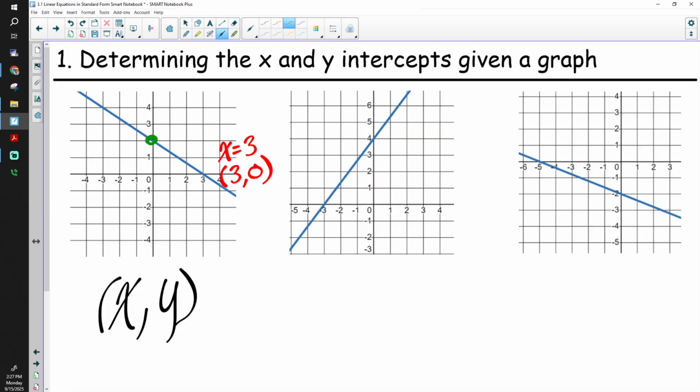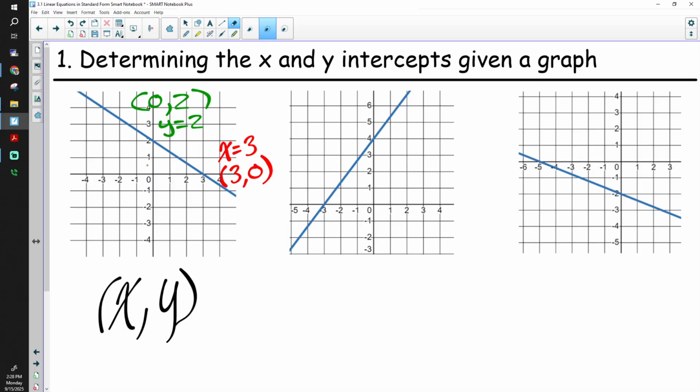Here is where it crosses the y-axis. To get there, you start at home. Do I go left or right? No, I'm only going up. How many? 2. So my point, I stay here. I didn't go left or right. 0, 2. Or you can write y equals 2. Do you see now?